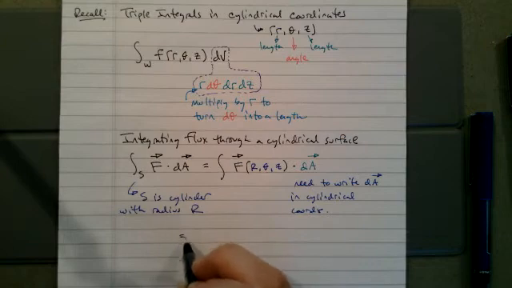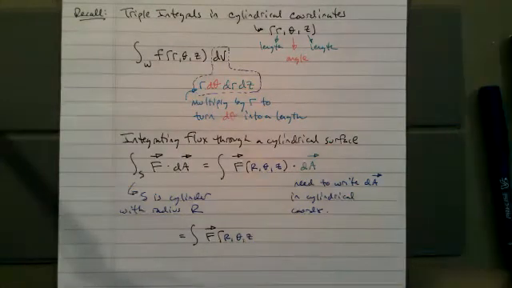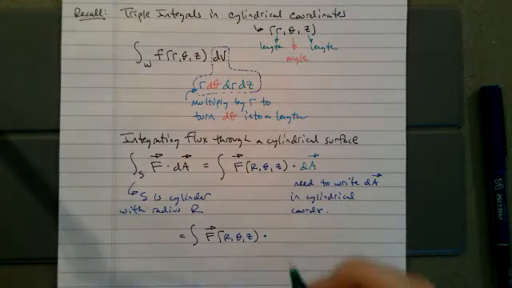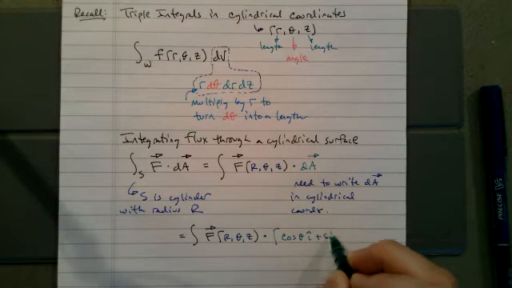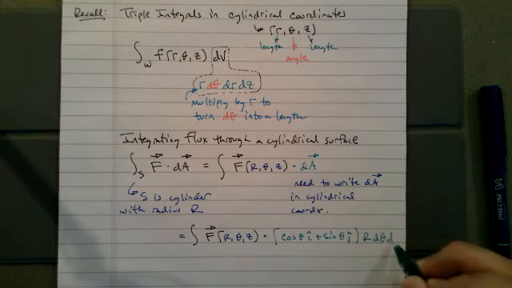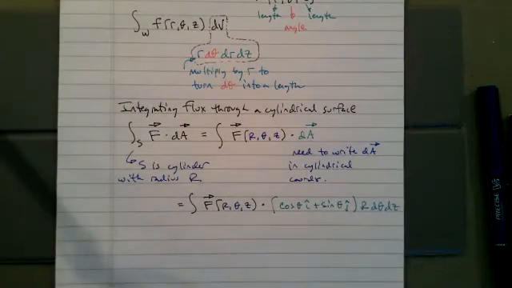So what we need, we're going to integrate the function evaluated at r, theta, and z. And I'm going to do this top down. So it's going to be dot cosine theta i plus sine theta j. Then there's an r d theta dz. So all that is the dA. So this is how we would calculate our flux integral through a cylindrical surface with a fixed radius.